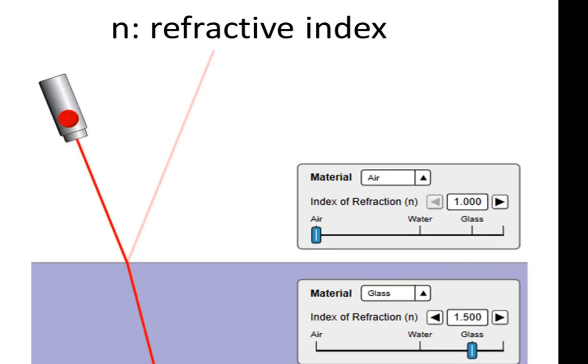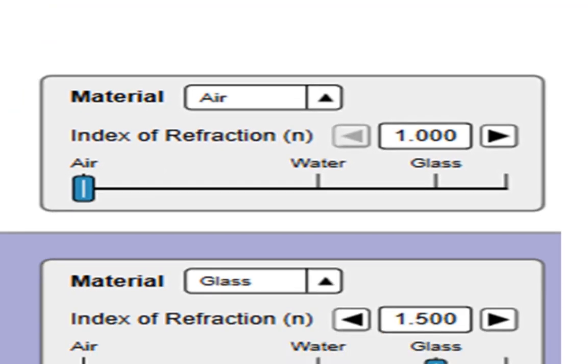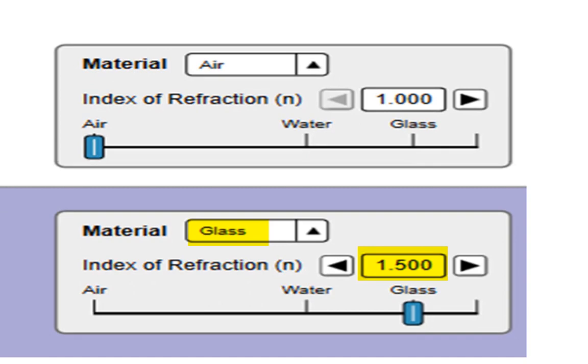So for example, air's refractive index is 1, meaning light travels at the same speed through air as through a vacuum. Glass's refractive index is 1,5, meaning that light travels 1,5 times slower when it travels through glass than when it travels through a vacuum, meaning that glass is a more difficult medium, which we call an optically more dense medium than air is or than a vacuum is.